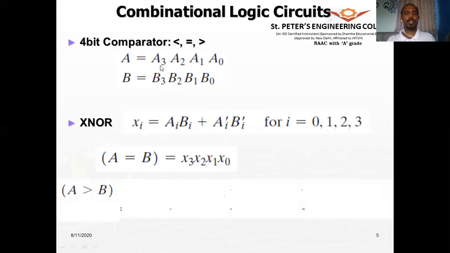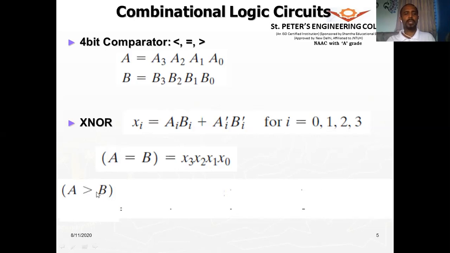There is one XNOR gate for each pair of bits, so we will use 4 XNOR gates, each of which takes 2 bits, and we check these 4 bits. Therefore, we use 4 XNOR gates to check for the equality condition, and thereby we understand that they are equal. If you want to check for equality, we have to use an XNOR gate.